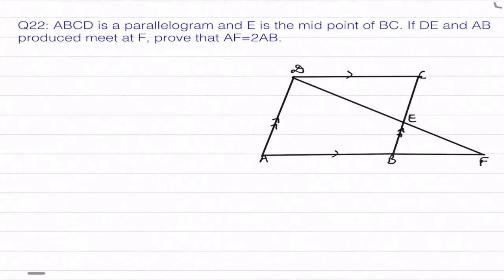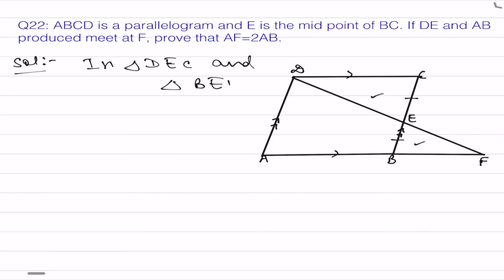Now see the last question of the exercise. ABCD is a parallelogram and E is the midpoint of BC. If DE and AB produced meet at F, prove that AF is twice of AB. So here it's given that ABCD is a parallelogram, so we will use the properties of the parallelogram, and E is the midpoint of BC. That means BE is equal to EC. Now first we'll prove that these two triangles are congruent, triangle DEC and triangle BEF.